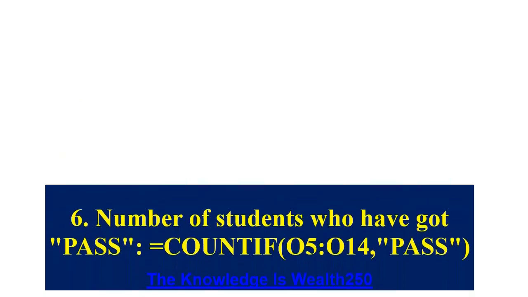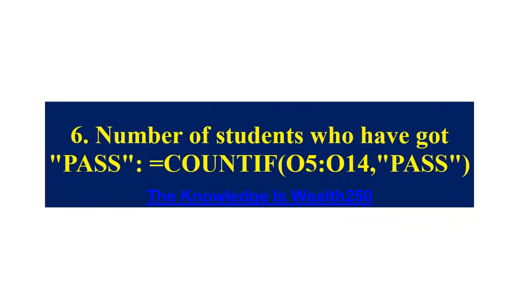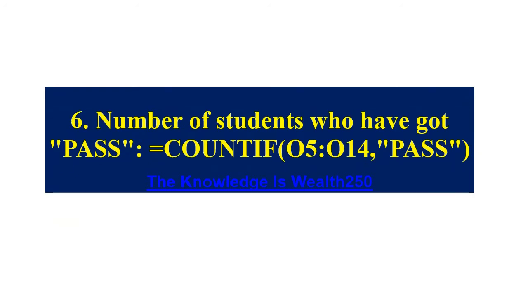Okay. Formula number 6 is a calculation of the number of students who have got pass. So how many students have got pass in an exam or in a certain CAT or activity? Let's use our Excel calculations to see this. So don't miss out.